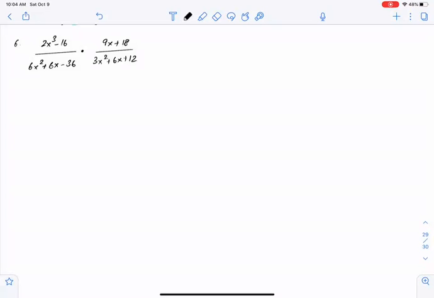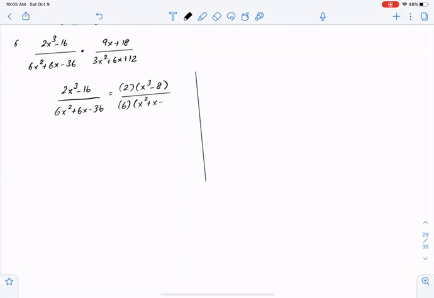So there is a lot going on in this particular rational expression. So what I'm going to do is I'm going to do the first one separately, second one separately, and then multiply them together. So that is the first one. I have a common factor of 2. If I pull that 2 out, I'd have 2 times x cubed minus 8 divided by 6x squared plus 6x minus 36. But I see a 6 in common. So if I pull that out, I would have x squared plus x minus 6.